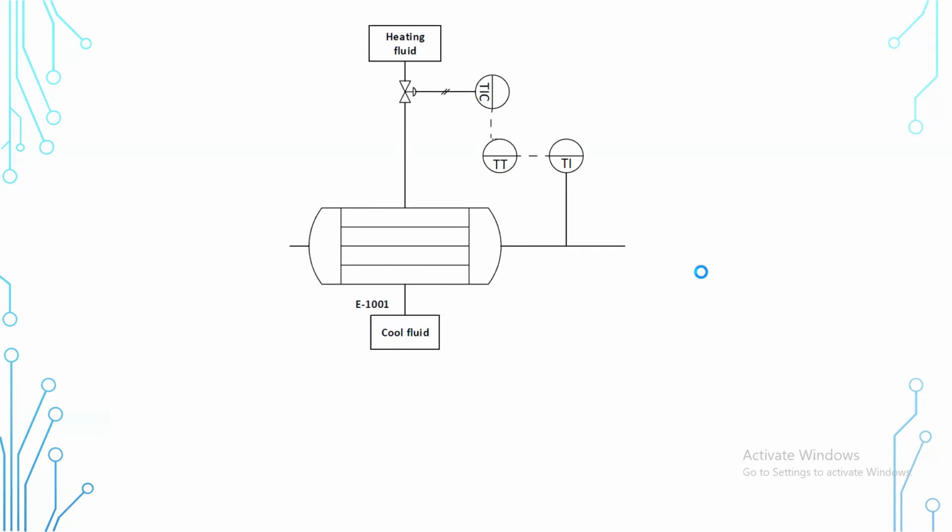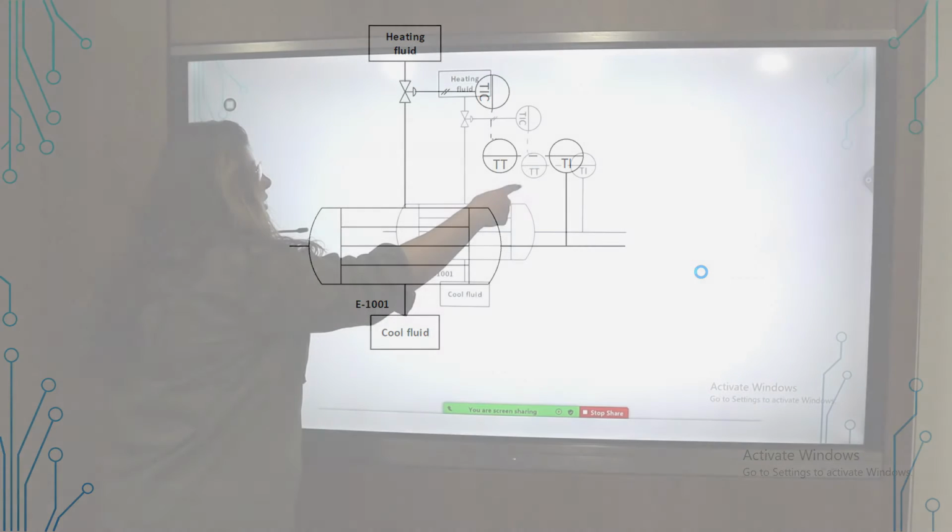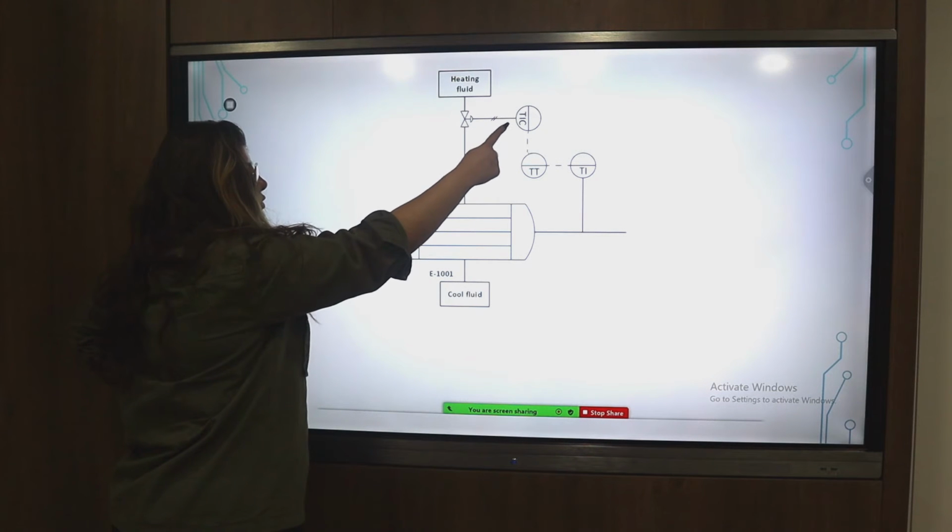This is an example of a heat exchanger. We have a heating fluid, and the heating fluid is leaving. So this is my utility, and this is my process stream. So I will add a temperature indicator on the process stream that will send an electric signal to the temperature transmitter, and it will send another electric signal to the temperature indicator controller.